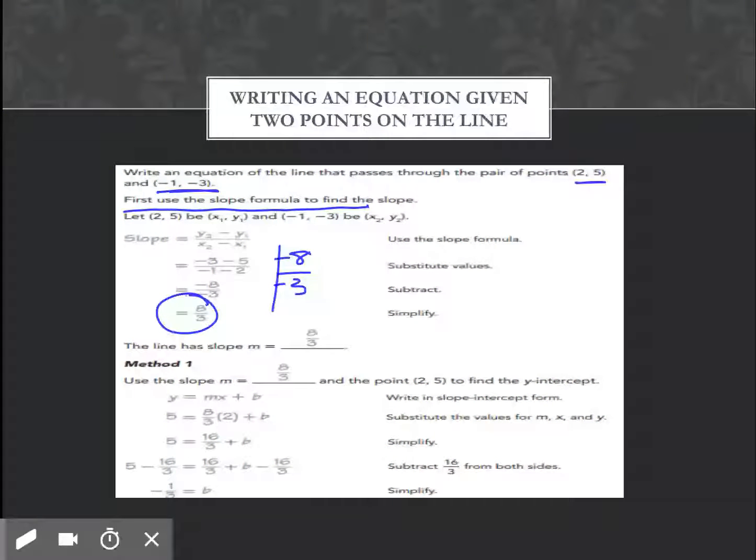And now you're going to use one of your points and plug it in like we have in the last two examples. So we're going to use our slope of 8/3, put that in for our m spot, okay? And then they chose to use point 2, 5. So since y is 5, it's plugged in there, 8/3 in the m, and the x of 2 is plugged in.